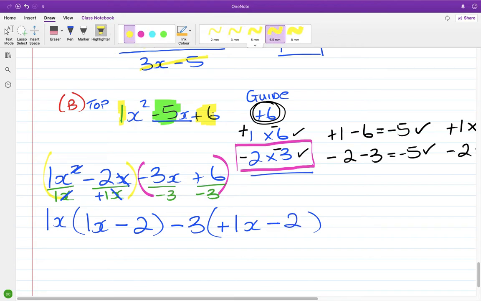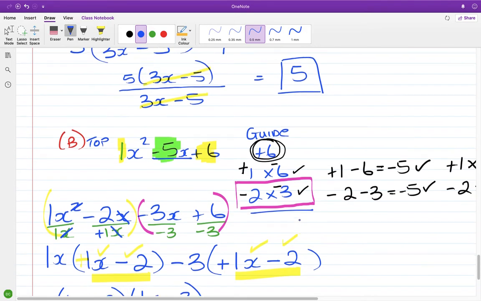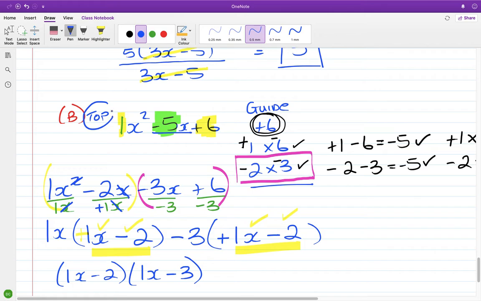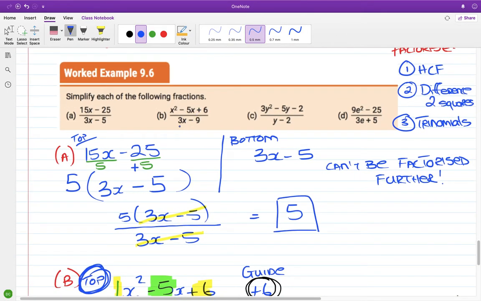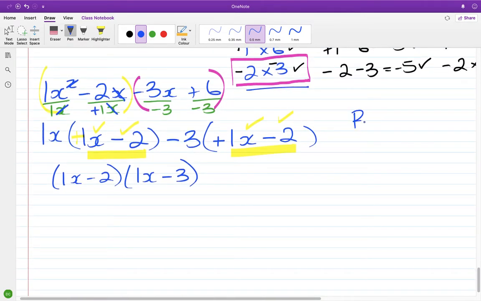Then we have to check that this bracket matches this bracket. So here I have a plus 1x and a plus 1x and a minus 2 and a minus 2. So I write down 1x minus 2, 1x minus 3. Alright, so that is my, if you remember, top line. Bottom line is here, 3x minus 9. I'll put it over here.